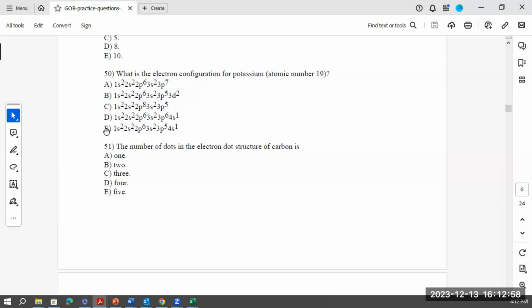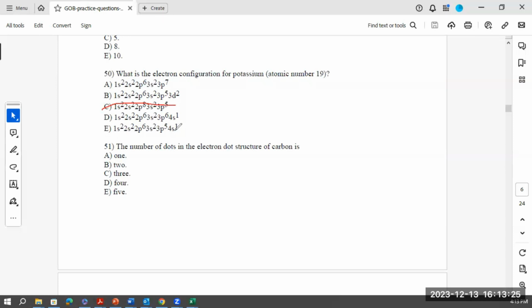We also know that S can only hold how many electrons? 2. That's right. And then P can only hold how many electrons? 6. Okay, so that's another way of getting rid of them. We got rid of this one because that one has 8, and we know that P can't hold 8. So we got rid of that one. We also know that S can only hold 2 at the max, so we're good there. Okay, so those are all good.